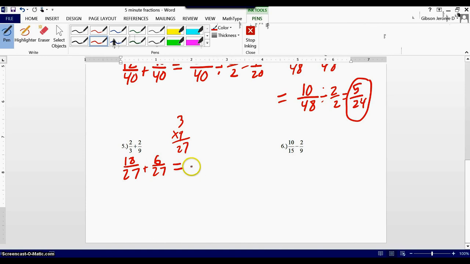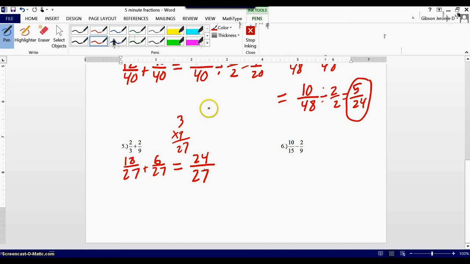So now we would add them together. First you would carry over your denominator. And then we would add 18 plus 6 is 24. Now we look here at 24 and 27. The first thing we notice is they're not both even, so we know we cannot divide by 2. They both do not end with 0 or 5, so we know we cannot divide by 5. But let's take a look at dividing by 3.